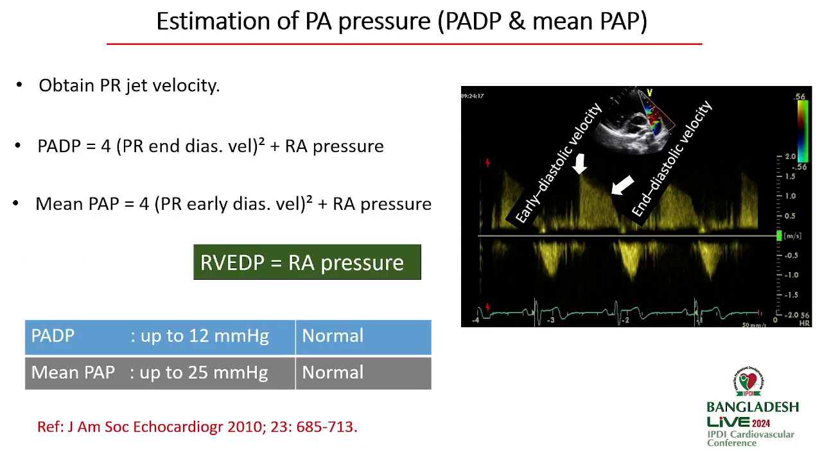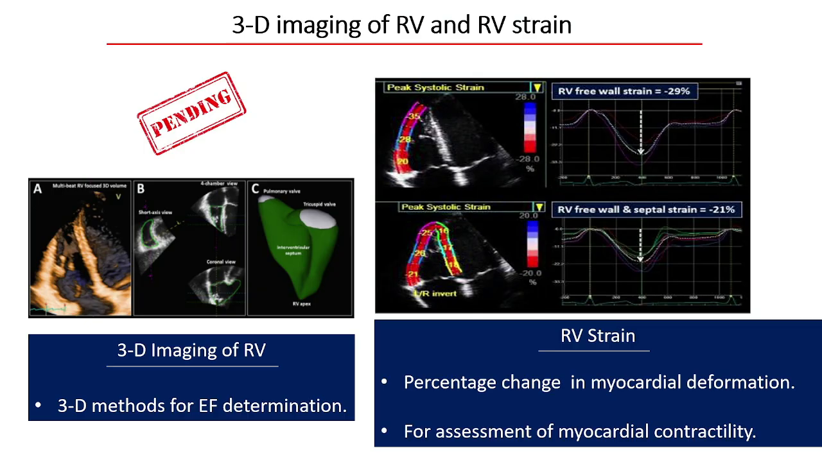And can we calculate the pulmonary diastolic pressure and pulmonary mean pressure? Yes, from a pulmonary regurgitation jet we can calculate it. If we want to calculate the pulmonary diastolic pressure, we have to interrogate the end diastolic velocity of a pulmonary regurgitation jet. And if we want mean pulmonary artery pressure, we have to interrogate the early diastolic velocity of a pulmonary regurgitation jet. And if we add the RA pressure to this gradient, we will get the pulmonary diastolic pressure and the pulmonary artery mean pressure as well.